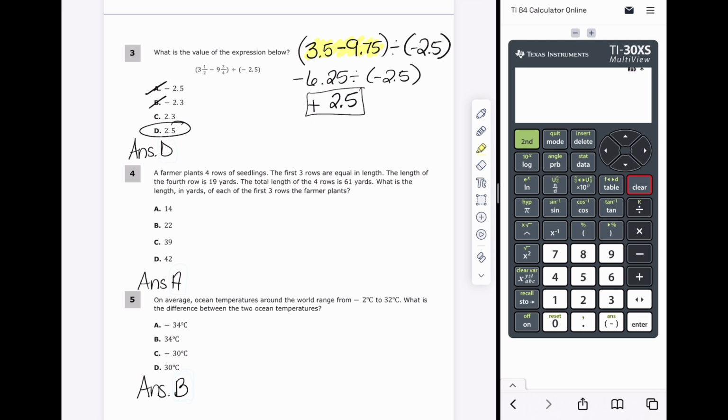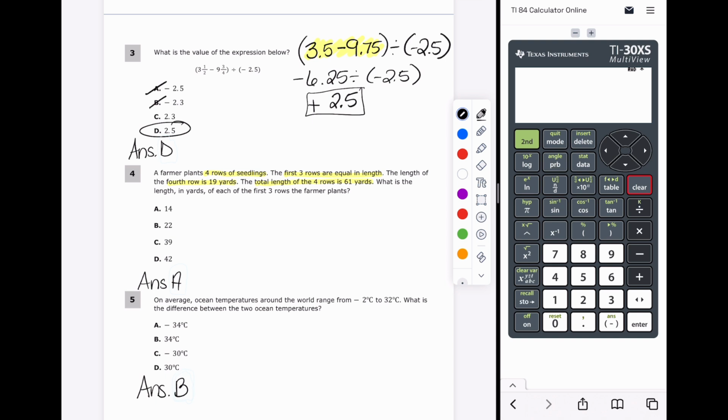A farmer plants 4 rows of seedlings. The first 3 rows are equal in length, and the 4th row is 19 yards. The total length of all 4 is 61 yards. What is the length in yards of each of the 3 rows?